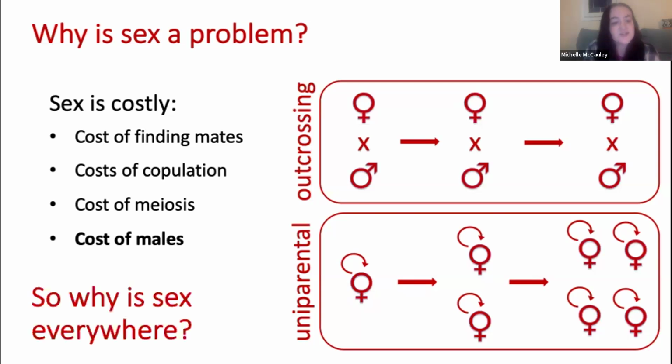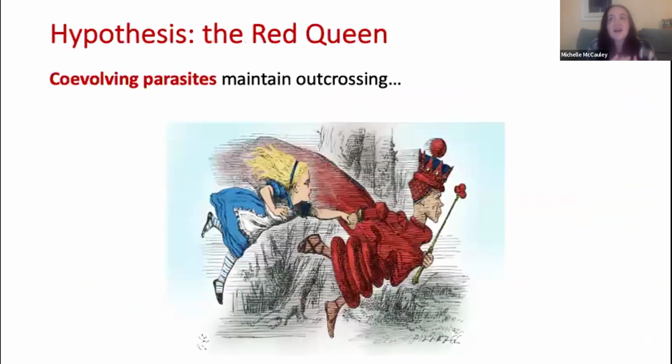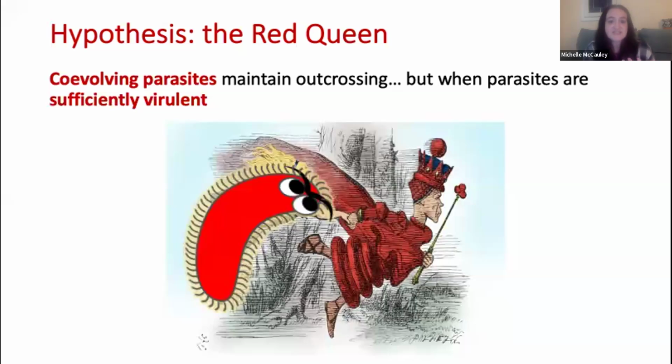So if sex is so costly, why do we see it everywhere? And there's a lot of hypotheses to explain the prevalence of sex in nature, and I'm going to briefly go over two. The first one is the Red Queen hypothesis, which states that co-evolving parasites can maintain outcrossing in their hosts, but this hypothesis only functions when parasites are sufficiently virulent as to offset that cost of sex. And this is a problem because highly virulent parasites are not as common in nature as outcrossing is.